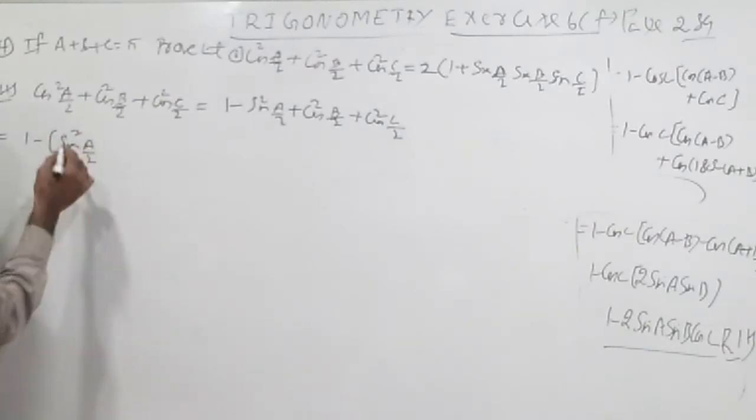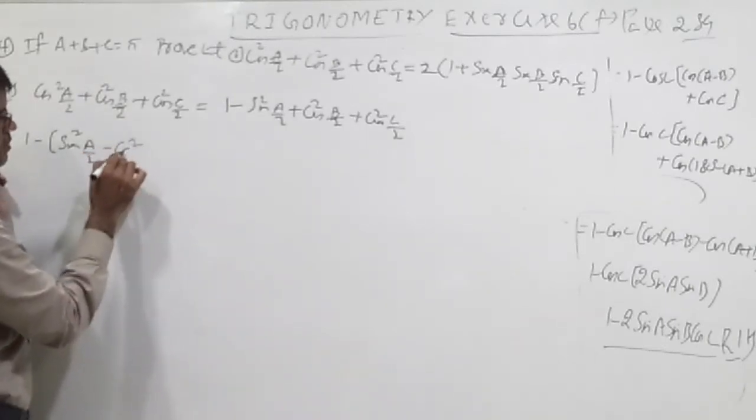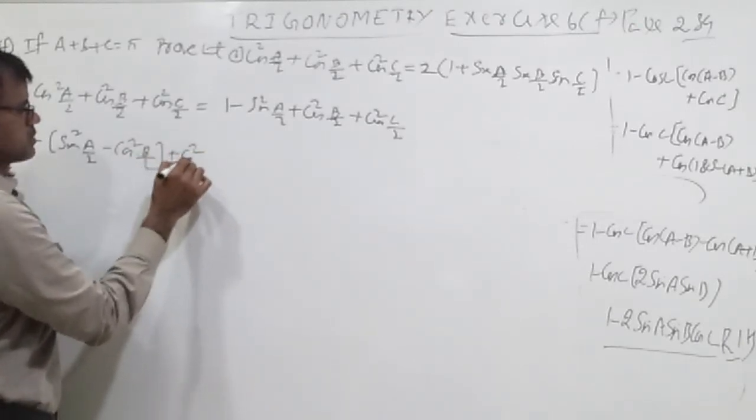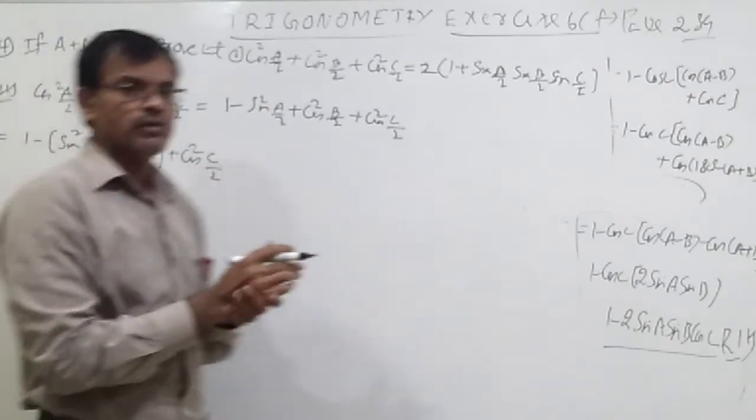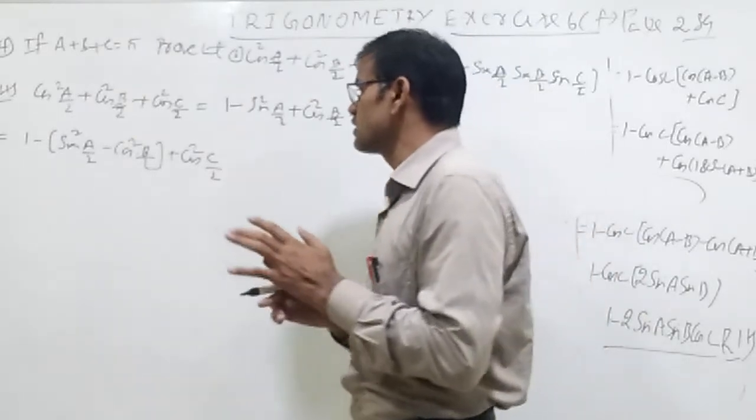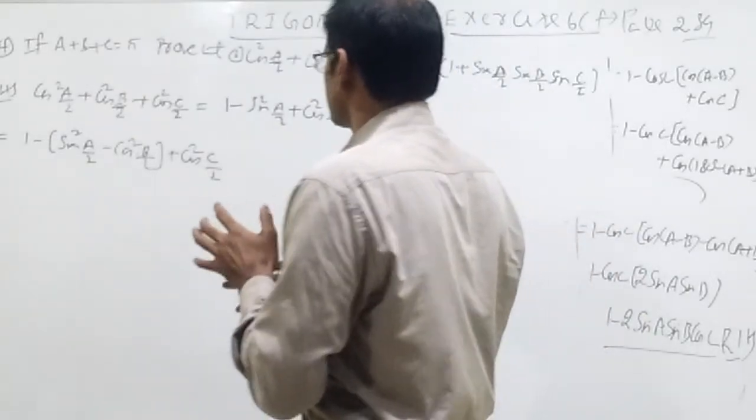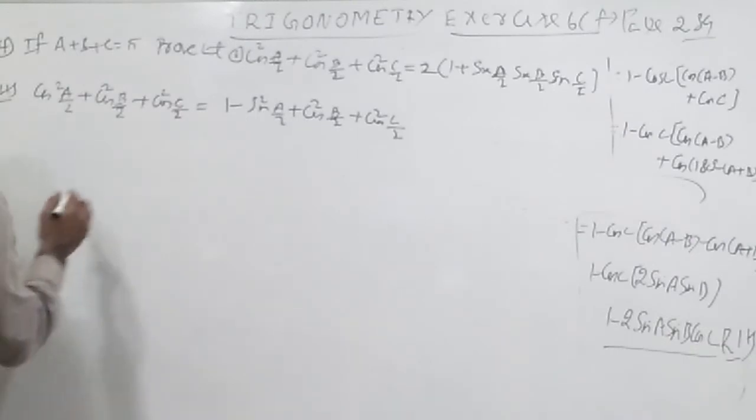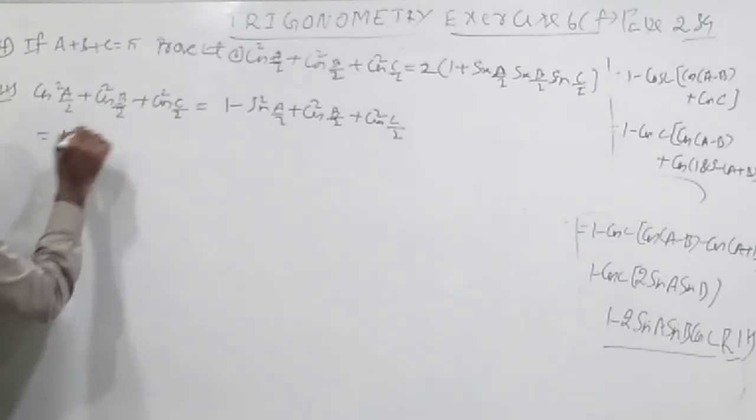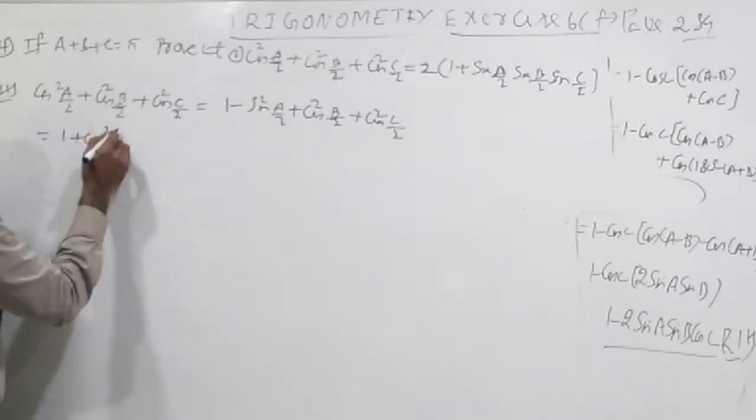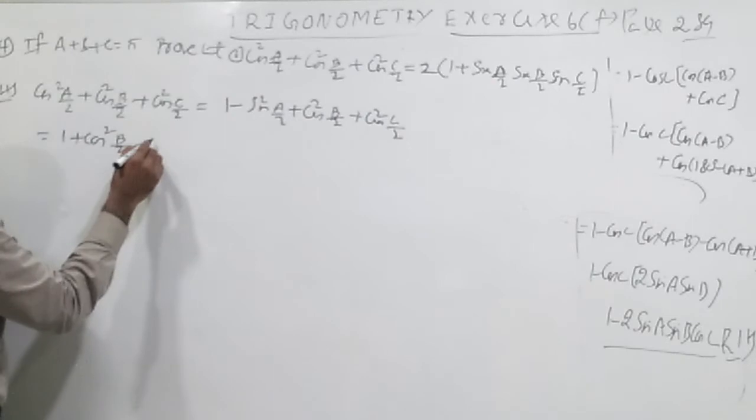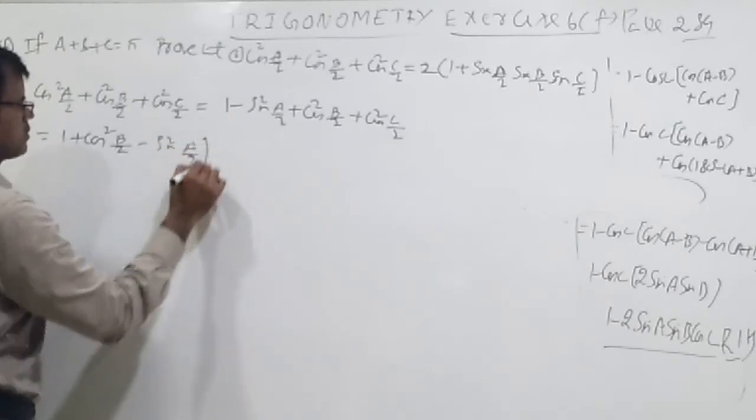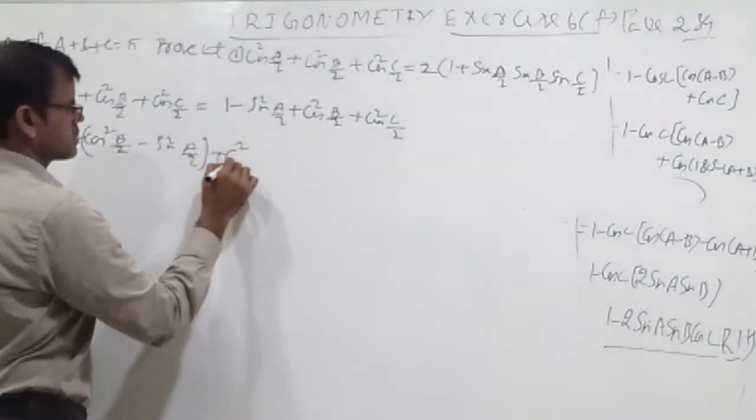That is equal to 1 plus, taking common within the brackets, you will get cos square b by 2 minus sin square a by 2, plus cos square c by 2. Students, it is the cos square a minus sin square b concept. Of course, you can understand directly, but for our convenience it is better to write cos square b by 2 minus sin square a by 2 within the bracket, plus cos square c by 2.